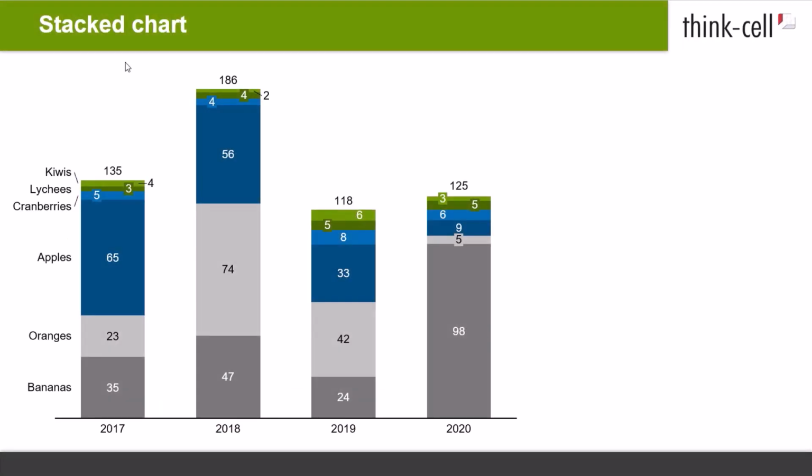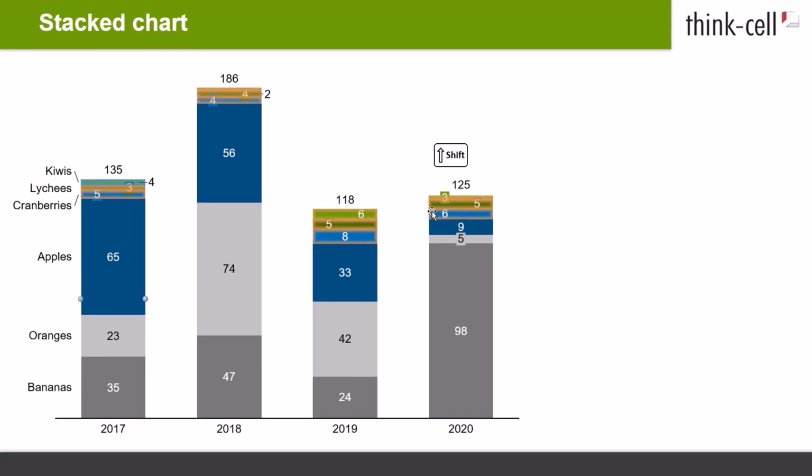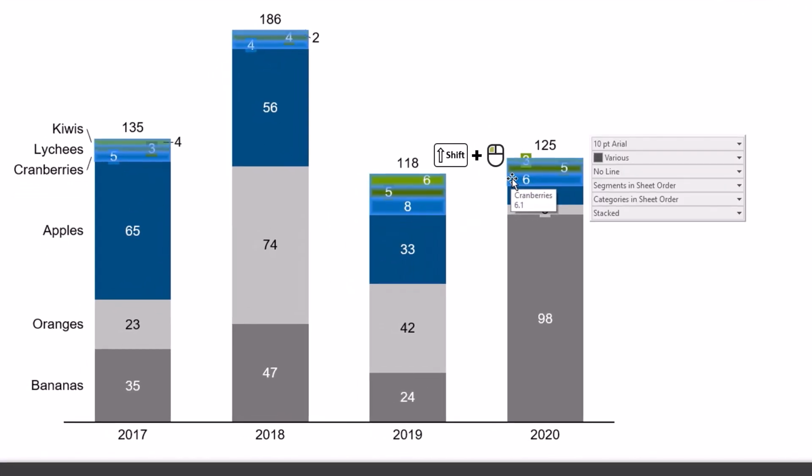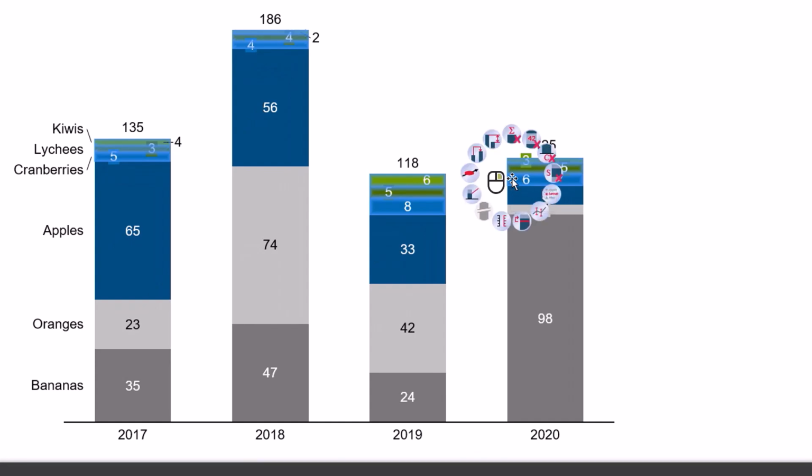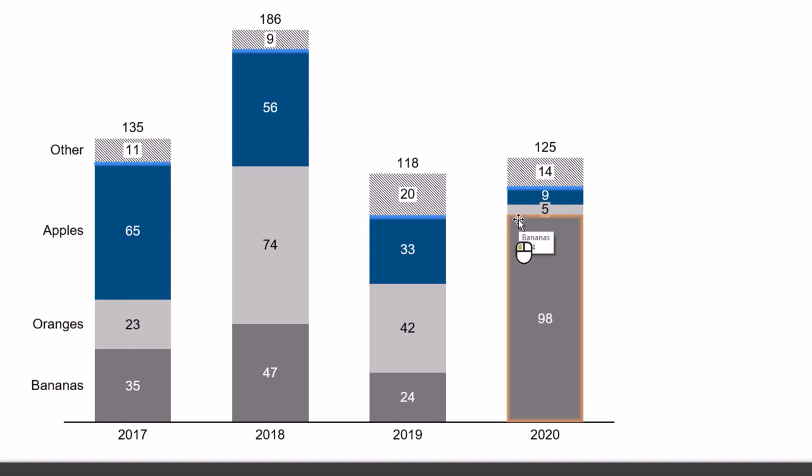Suppose you have a stacked chart like this, that has a number of small segments in a category. Therefore, you would like to combine them into one segment for Other, to make the chart more accessible at a glance. With think-cell, you can do this in just a few clicks. Just select all segments that you would like to combine in the Other series, for example by shift-clicking on them, then right-click into the selection and choose Move to Other Series from the context menu.